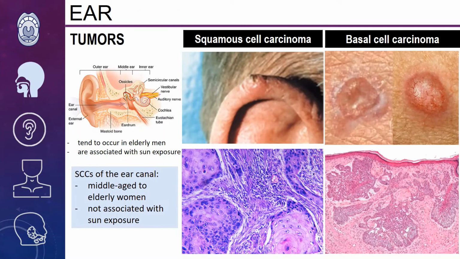Epithelial and mesenchymal tumors of the external, middle, or internal ear are rare, with the exception of the basal cell carcinomas or squamous cell carcinomas arising from the pinna. They tend to occur in elderly males and are associated with sun exposure. In contrast, squamous cell carcinomas of the ear canal occur most often in middle-aged to elderly women and are not associated with sun exposure. Squamous cell carcinomas of the ear resemble their counterparts at other sites of the skin, beginning as papules that extend and eventually erode and invade.